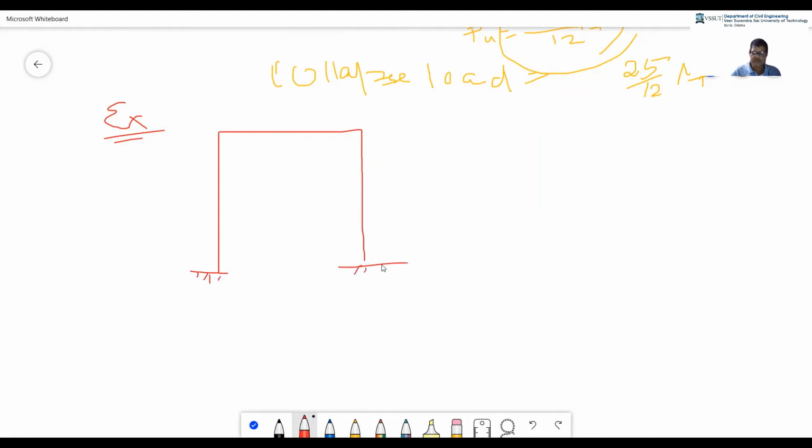It is fixed at both ends. So here is a total load acting, 2P. So this total load is 2P. And there is a UDL also here. Now this is equal to P. So P is the total load here.